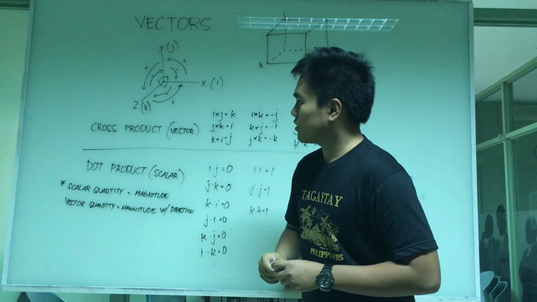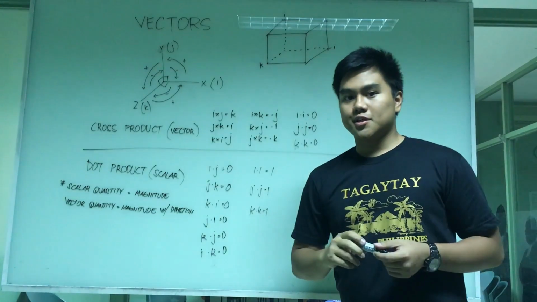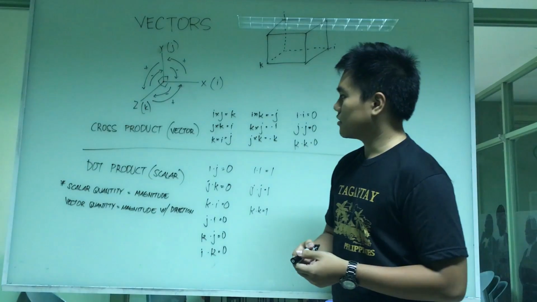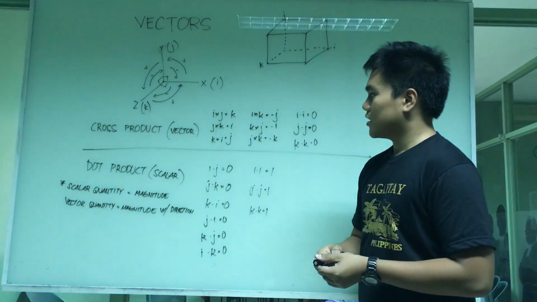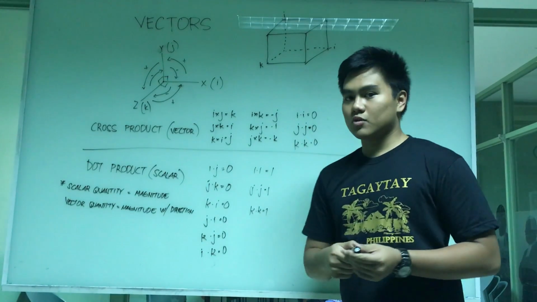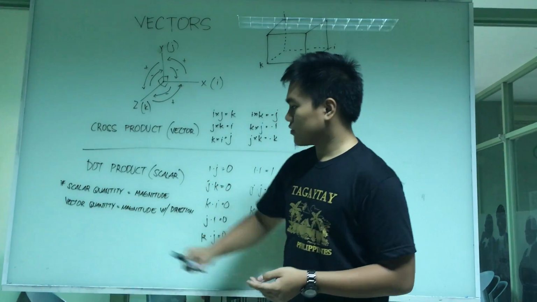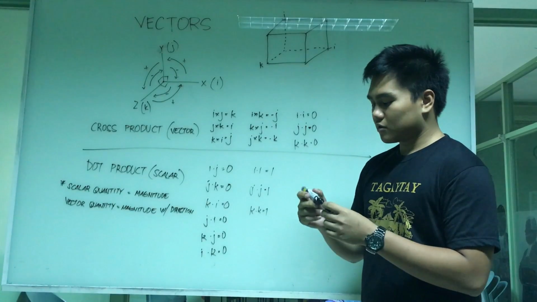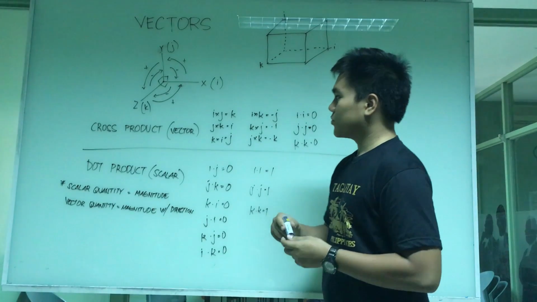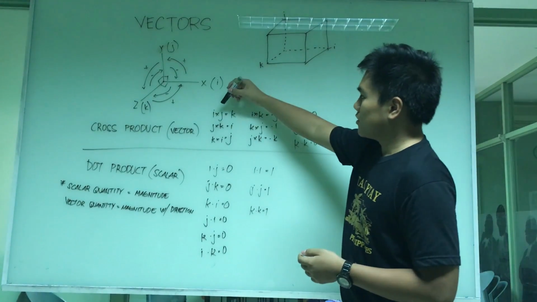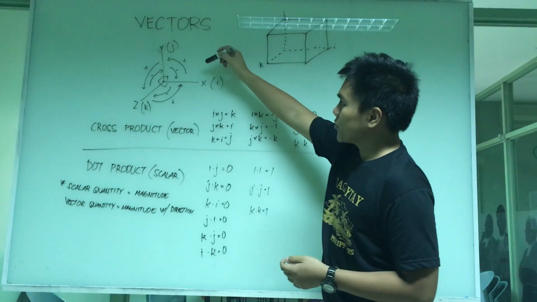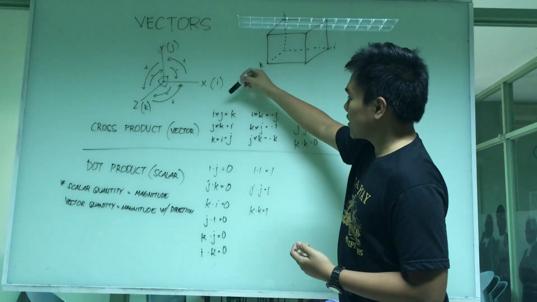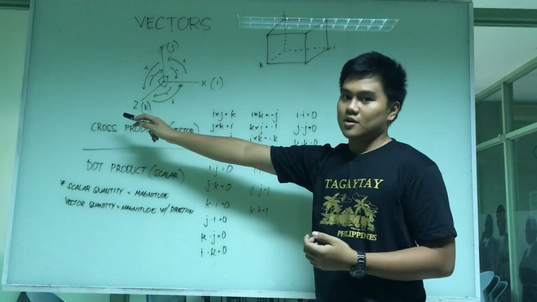Now in vectors, we have two types of product. The first one is the cross product, and the second one is the dot product. Cross products are vector quantities, which means they have magnitude as well as direction. While the dot product is a scalar quantity, which means scalar quantities only have magnitude, they don't have direction. Now for our configurations, in cross products, once you multiply two perpendicular axes positively, you will always get the other perpendicular axis.